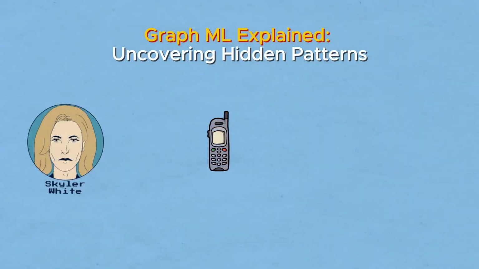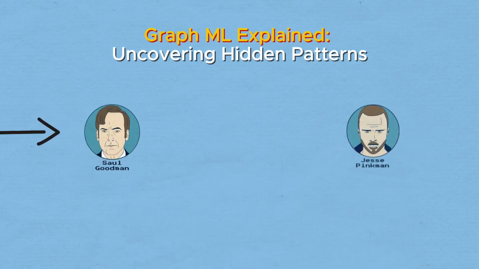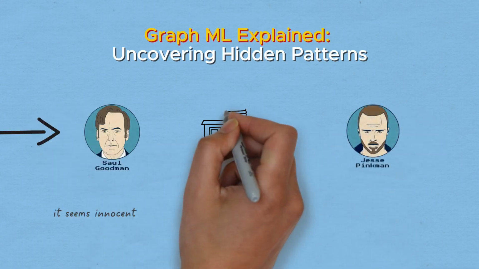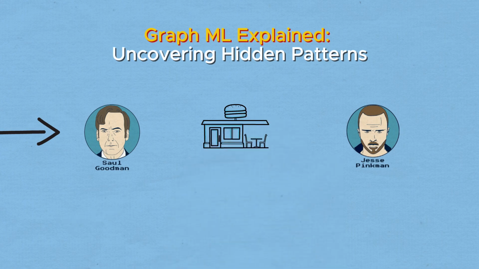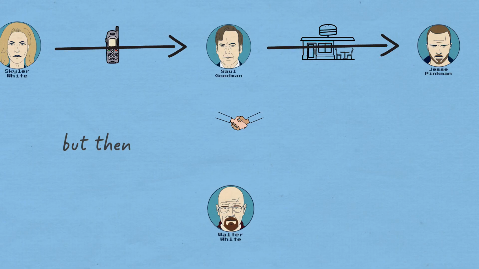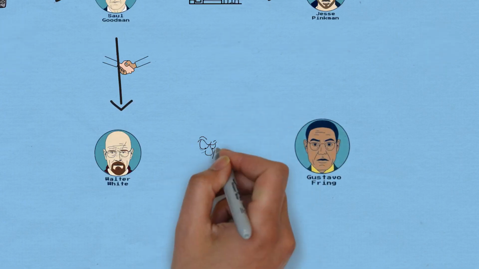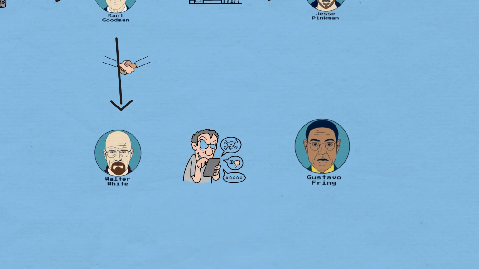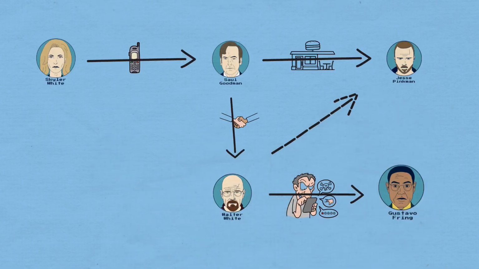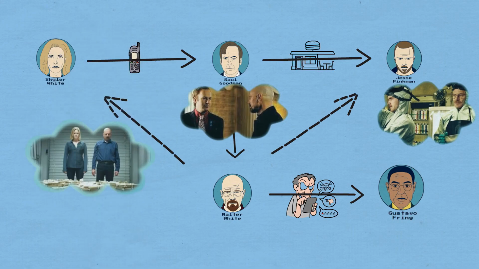Imagine you discover that a middle-aged woman calls a middle-aged man from time to time. It seems innocent, right? And the same man helps to run a local business to another young man. Still looks pretty innocent. But then you discover that the same man is connected to Walter White and Gustavo Fring, who are the most notorious criminals of the city, and the last two don't go well with each other. In this moment, you start to realize that this network is not that obvious and there might be some connections that you are not aware of because of the context.